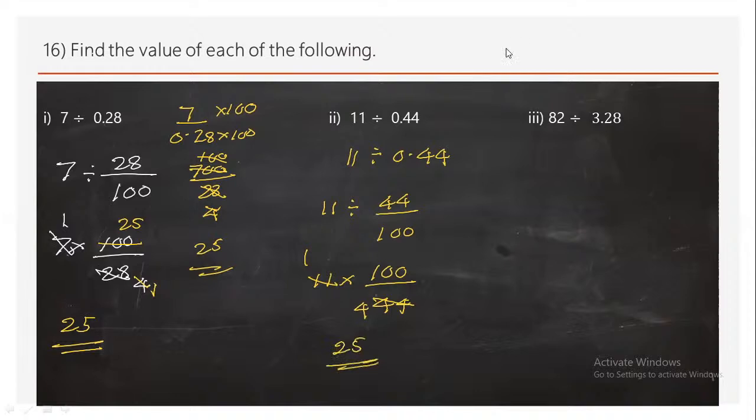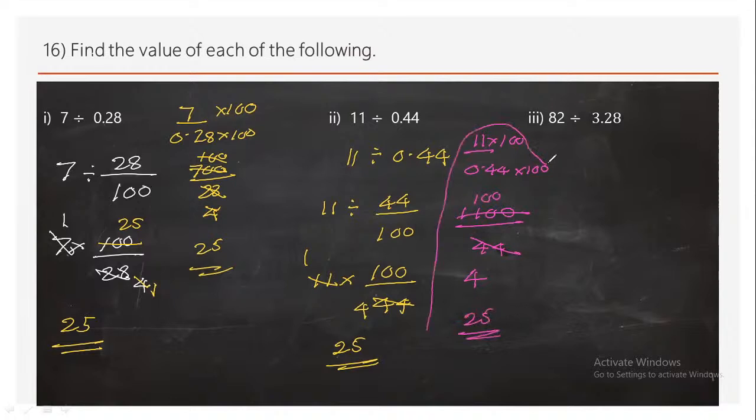Then, except for doing this, you can follow the other method. Then 11 divided by 0.44. Multiply by 100 to remove the decimal places. 1100 divided by 44. Cancel out how many 11's? 4. How many 11's? 100. 100 divided by 4 is 25. Right? This method. We'll go to the next question.